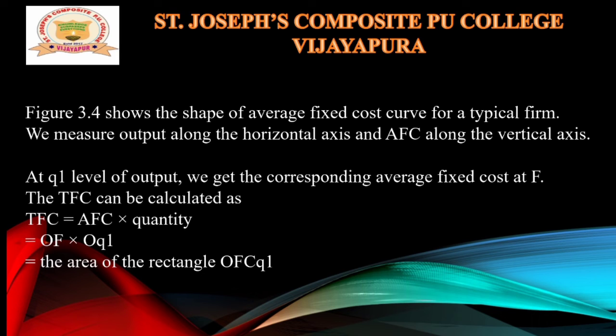So here AFC, that is OF, into quantity OQ1, gives one rectangular area, that is OFCQ1. So that is the shape of average fixed cost. Okay, now let us see this in the diagram.